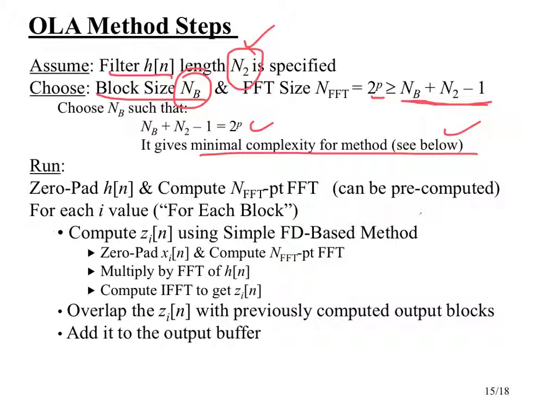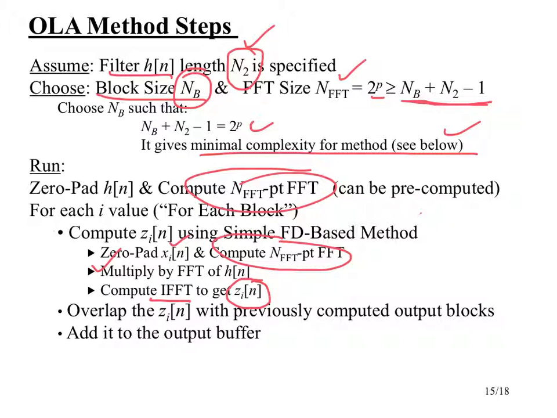The steps I have to do are: I take my block, which was NB long, and zero pad it out to nFFT long, and I compute the nFFT point FFT of that. I then take that computed FFT and multiply it by the FFT that I computed of H. So that's this next step. I take that product and compute an IFFT that will give me Zi of n.